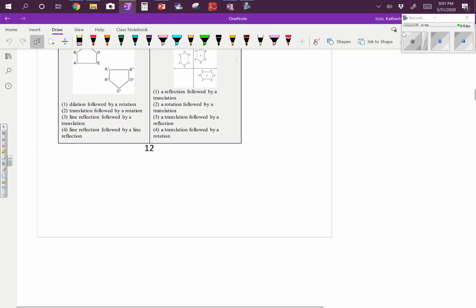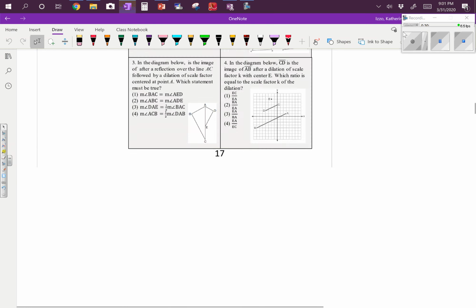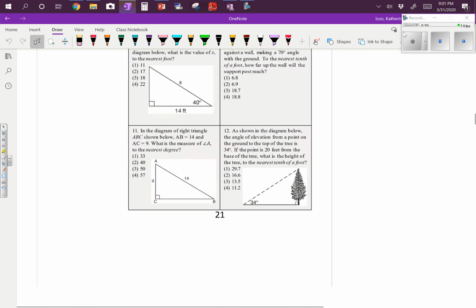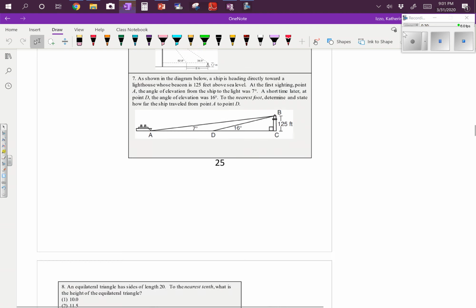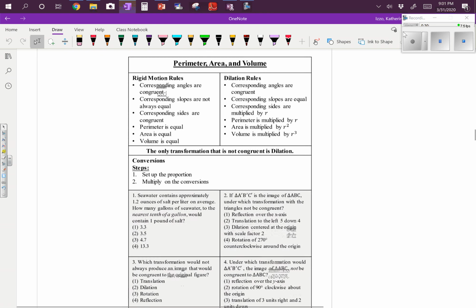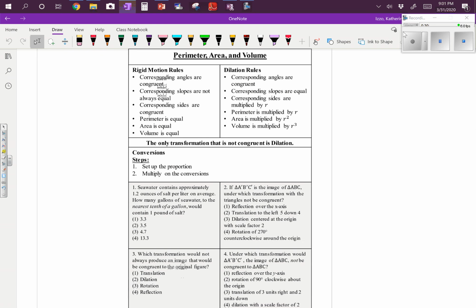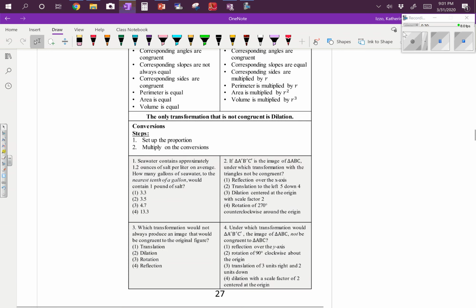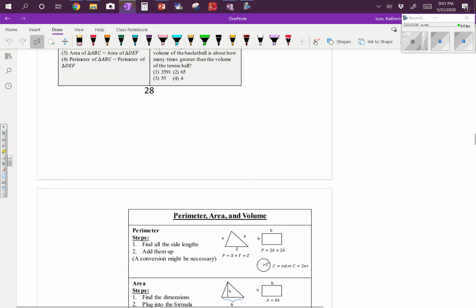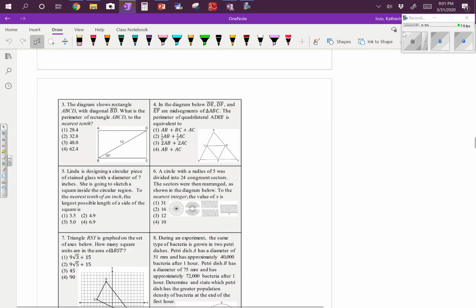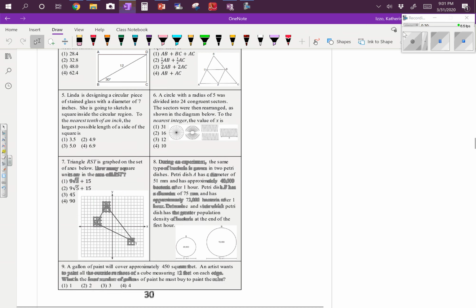So we're gonna speed this up. 23, 24, 25, 27. 27 is all about perimeter, area and volume. So stuff that we've done a lot before. What I want you to do is try and figure out how many of these perimeter, area and volume problems you can do. That's what your lab's going to be.